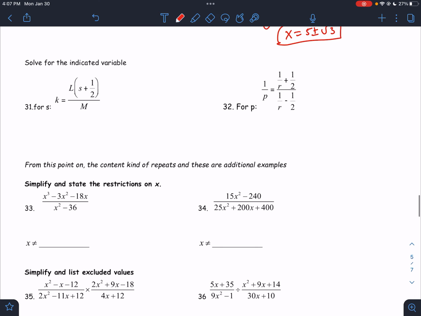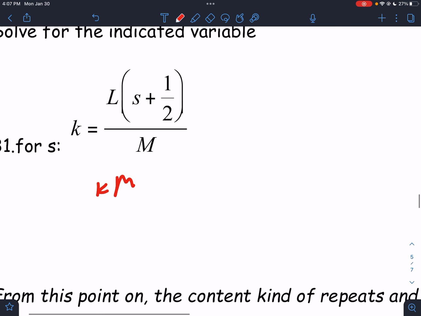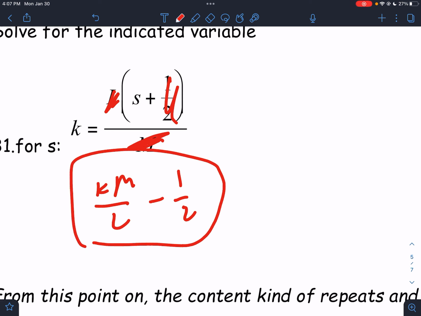Solve for the indicated variable. Solve for s. We got a lot going on. I got to multiply the m over. So I have km. So that's gone. I got to divide the L off. That's gone. I got to subtract the 1/2. That's gone. We're done. Km over L minus 1/2.